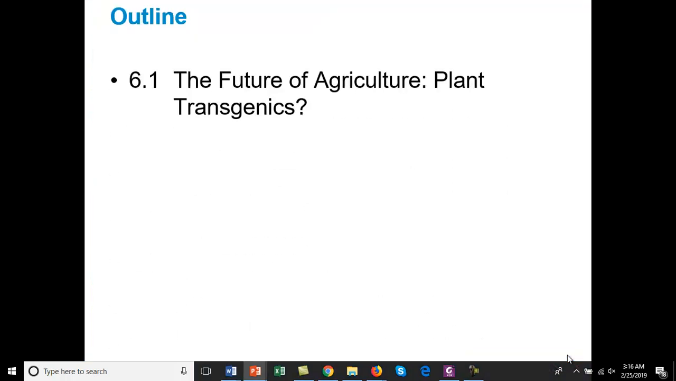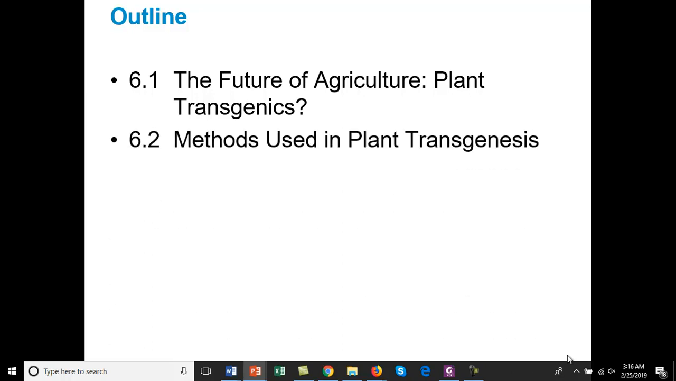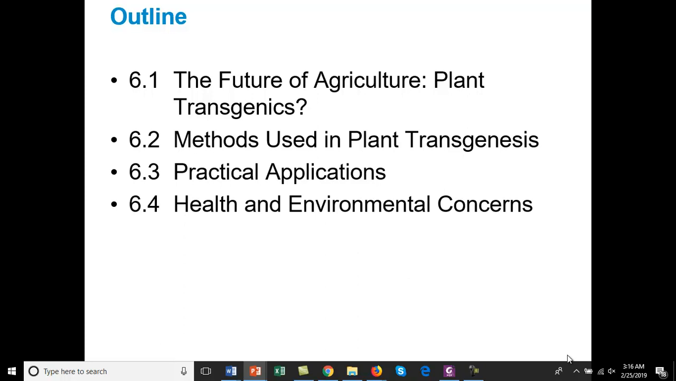So what we'll be talking about is plant transgenics and how that comes into agriculture. We'll talk about the different methods used to transform plants. There are lots of different methods, and a lot of them were blocked from use by the general public because of patents. And so there are alternative methods to work around those patents. We'll talk about some of the practical applications of these methods. And then we'll talk about health and environmental concerns.